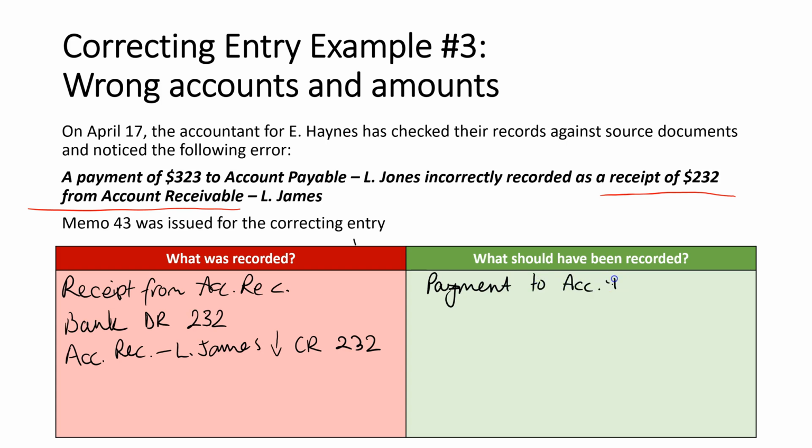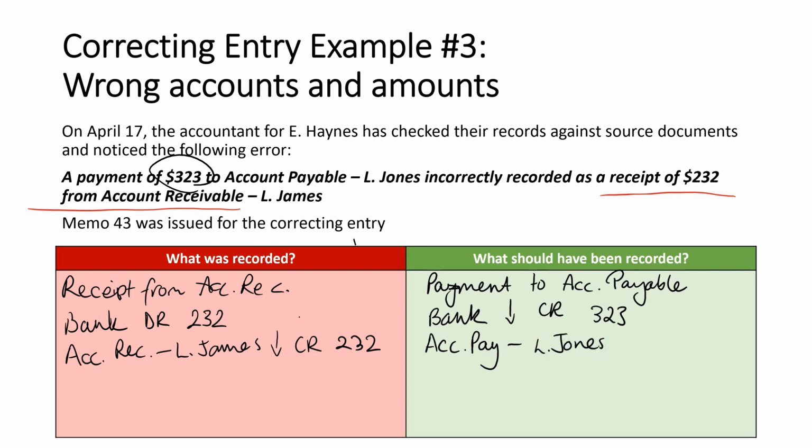Now what should have actually been recorded was a payment to an account payable. So in that case, if we think about what would have happened here, that would have meant that bank would have gone down, so credited $323, and our account payable, and in this case it was L. Jones, would have gone down. So a liability going down as a debit of $323.